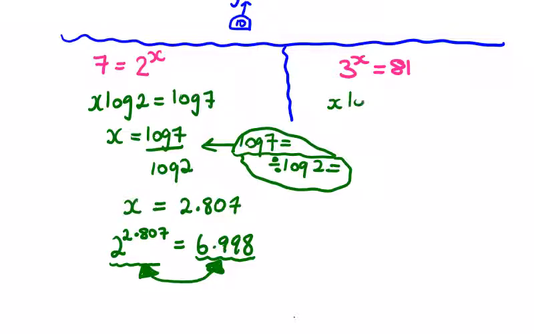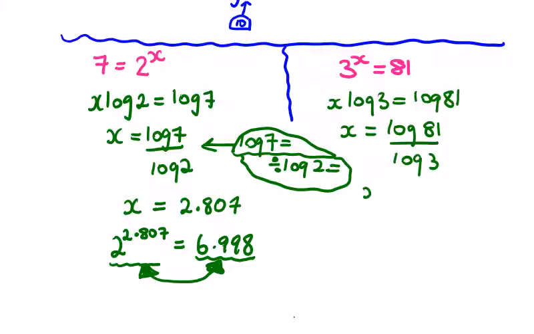So x log 3 equals log 81. The reason I'm focusing on this rule is it comes up every single year more than any other. X is equal to log 81 divided by log 3. And here you're going to get an answer of 4, because 3 to the power of 4 is in fact 81.